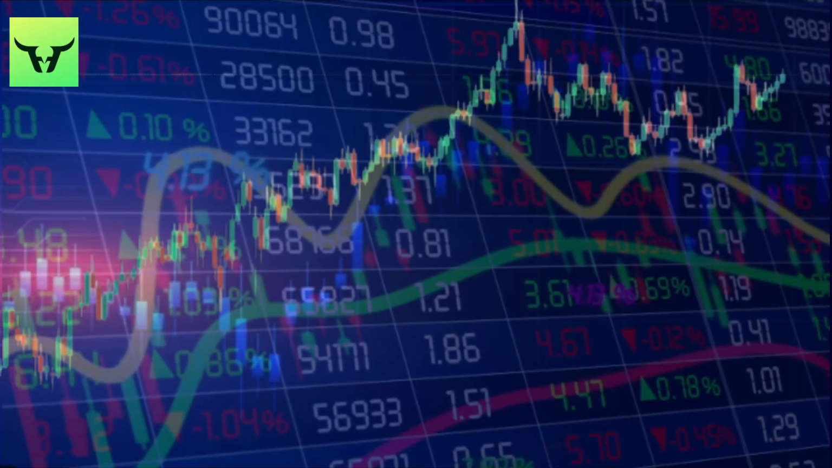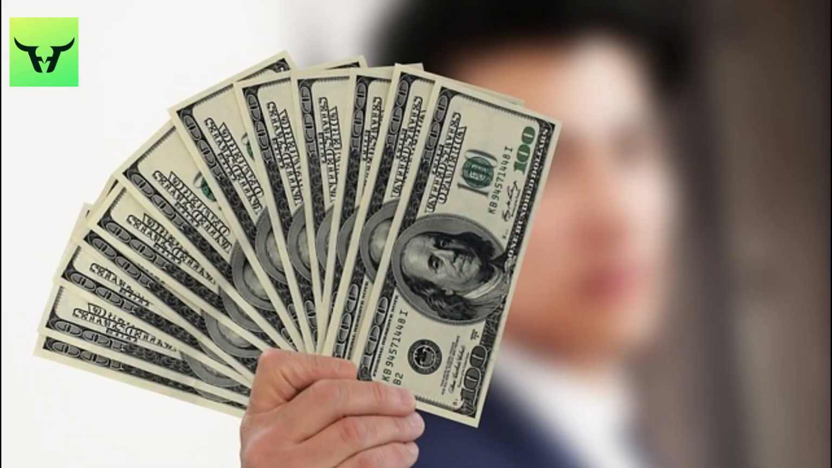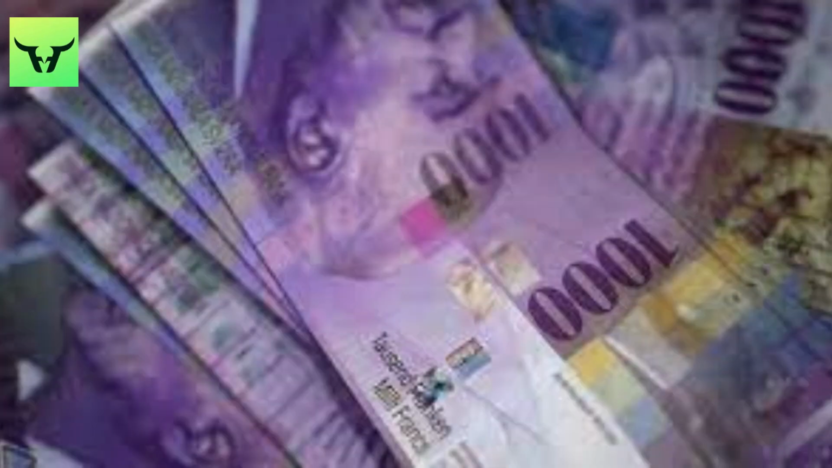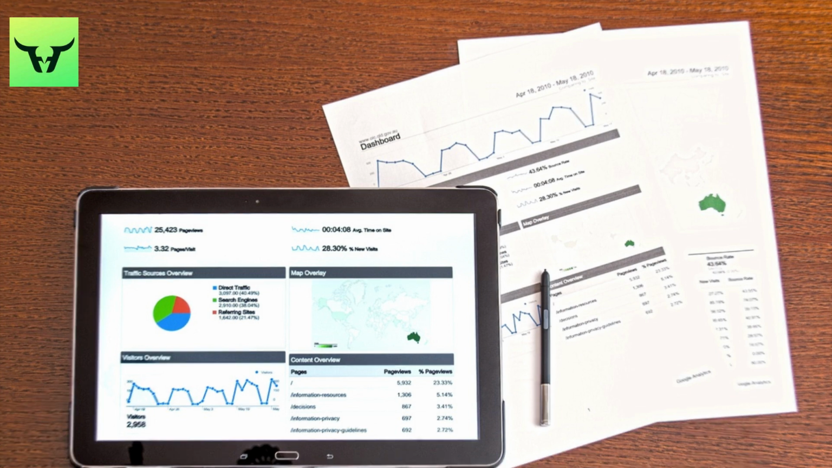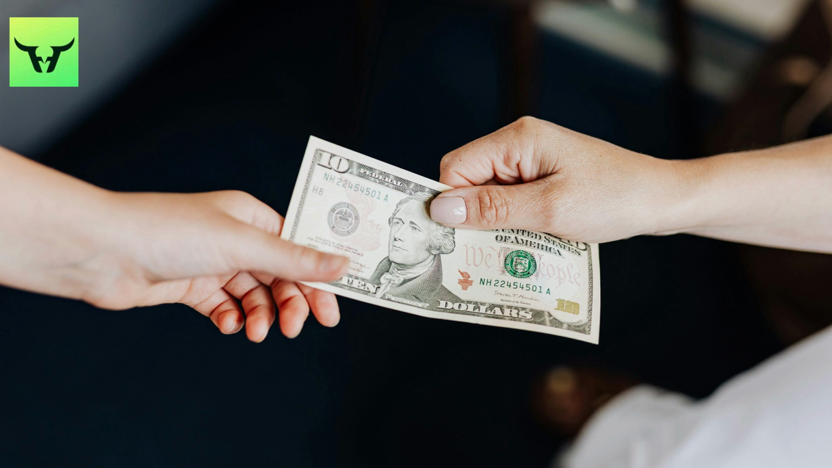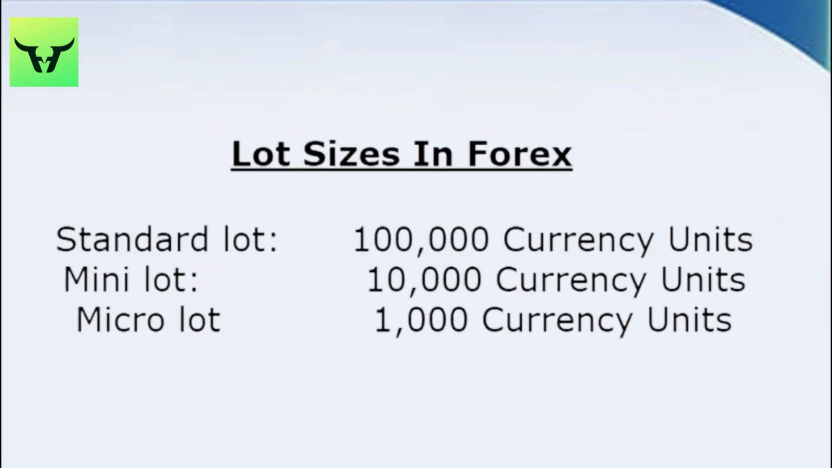Okay, we've discussed pip values and leverage. Now it's time to get into the main part of profit and loss. Let us break it down. Imagine you wish to buy US dollars and sell Swiss francs. The rate you are quoted is 1.4525, 1.4530. Since you're purchasing US dollars, you'll be dealing with the ask price of 1.4530, which is what traders are ready to sell at. So you decide to purchase one standard lot, 100,000 units, at 1.4530.